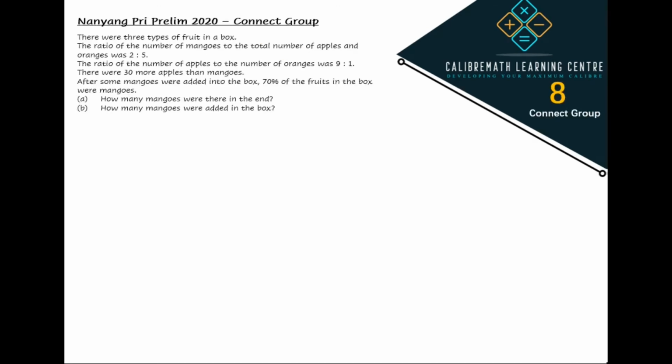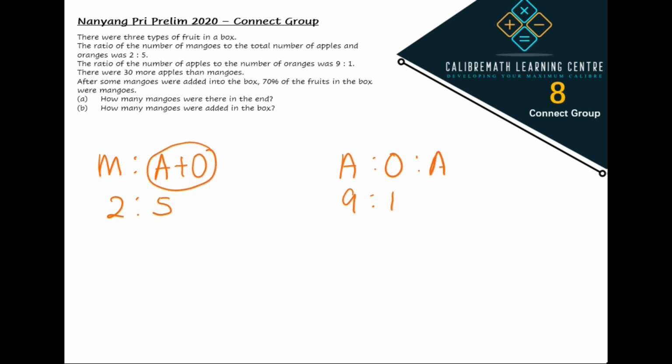Now for our 8th strategy, we have connect group. And this is an example of a connect group question in the Nanyang Prelim paper in 2020. Now there were 3 types of fruit in a box. The ratio of the number of mangoes to the total number of apples and oranges was 2:5. So you can indicate mangoes to apples plus oranges is 2:5. And then the ratio for apples to oranges is 9:1. So as you can see, there's an apples plus oranges here, so we can connect it together with this group over here. And so you can apply your connect group concept to solve.